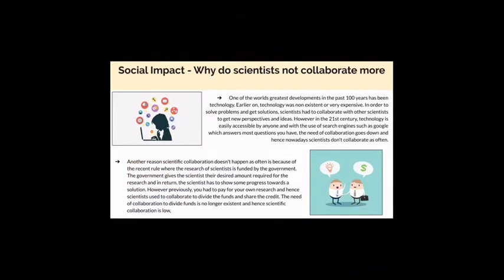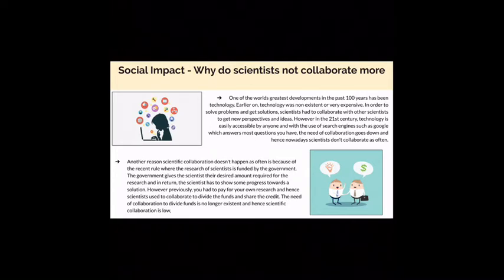Why do scientists not collaborate more? One of the world's greatest developments in the past 100 years has been technology. Earlier on, technology was non-existent or very expensive. In order to solve problems and get solutions, scientists had to collaborate with other scientists to get new perspectives and ideas on how to solve the problem. However, in the 21st century, technology is easily accessible by anyone, and with the use of search engines such as Google, which answers most questions you have, the need of collaboration goes down, and hence nowadays scientists don't collaborate as often.